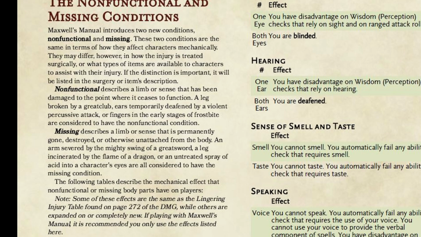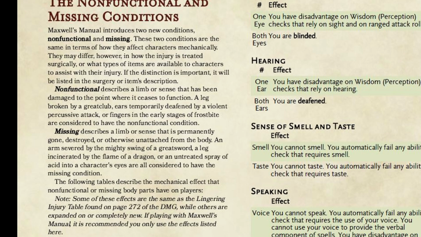Missing describes a limb or a sense that is permanently gone, destroyed, or otherwise unattached from the body. An arm severed by the mighty swing of a greatsword, a leg incinerated by the flame of a dragon, or an untreated spray of acid into a character's eyes are all considered to have the missing condition. The following table describes the mechanical effect that non-functional or missing body parts have on the player. Some of these effects are the same as the lingering injury table found on page 272 of the DMG, Dungeon Master's Guide, while others are expanded on or completely new. If playing with Maxwell's manual, it is recommended that you only use the effects listed here.